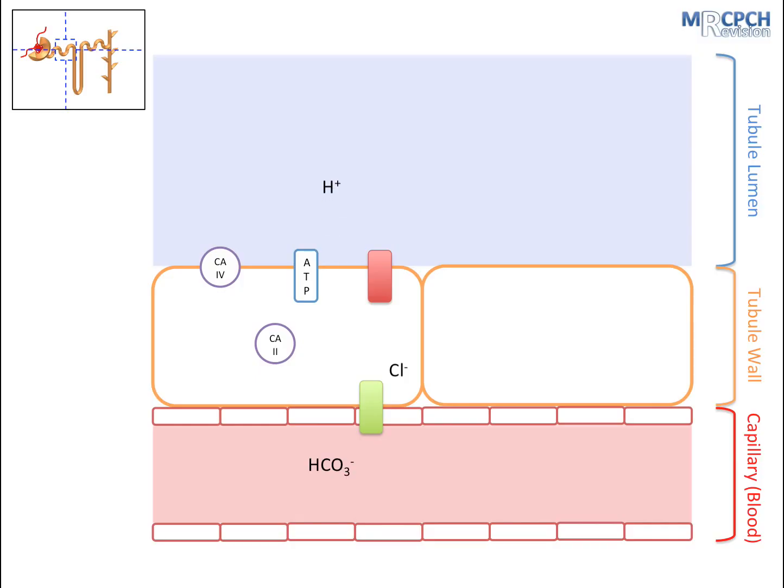So the first one, there is a proton pump, an ATPase that actively secretes hydrogen ions into the tubular lumen. Sodium is also freely filtered, and there is a sodium proton exchanger on the luminal surface, and the remaining protons are exchanged for sodium. The bicarbonate is then absorbed back into the circulation, and the protons are excreted in the urine.